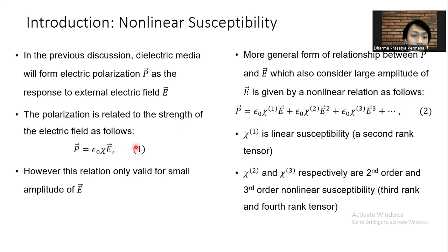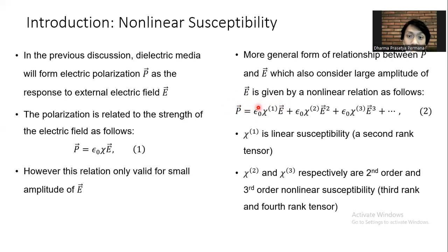However, equation number 1 here is only valid if the amplitude of the electric field or the intensity of the light is small. In some nanostructures, nanoscale waveguides, or fiber optics, the intensity is quite large, and it can trigger what we call nonlinear interaction. Equation 2 here is a relation which is much more general than equation 1.